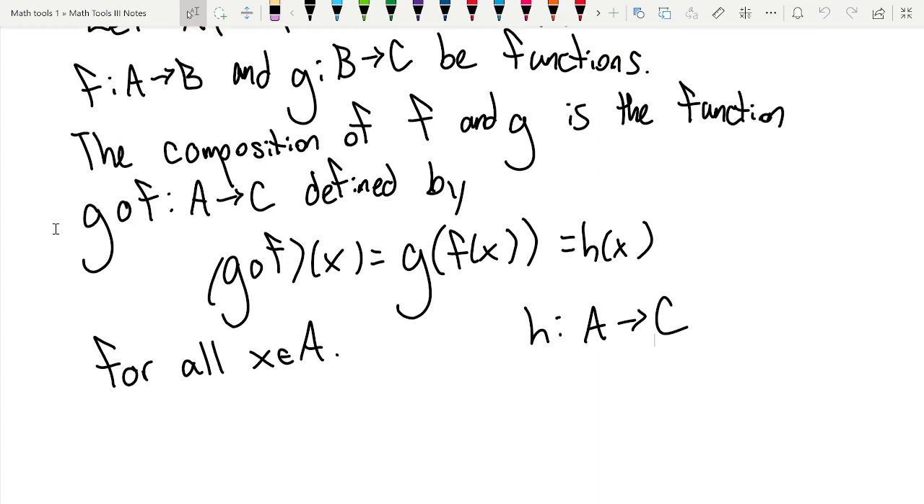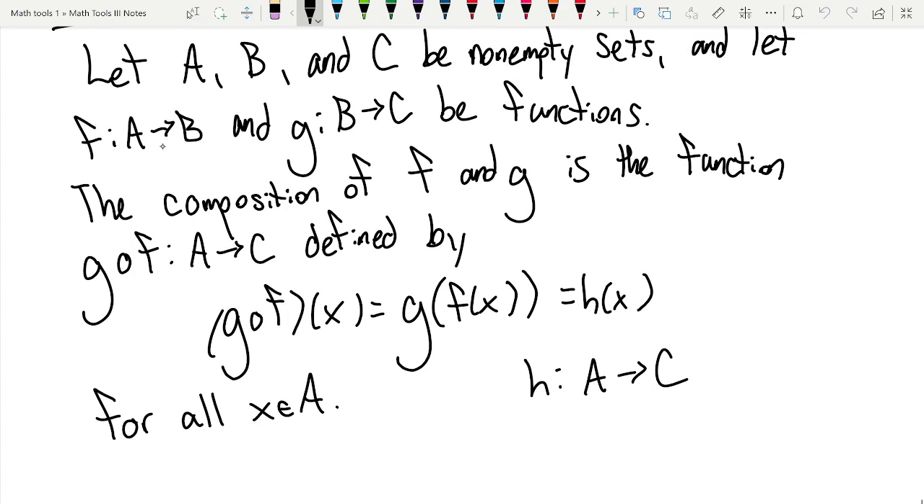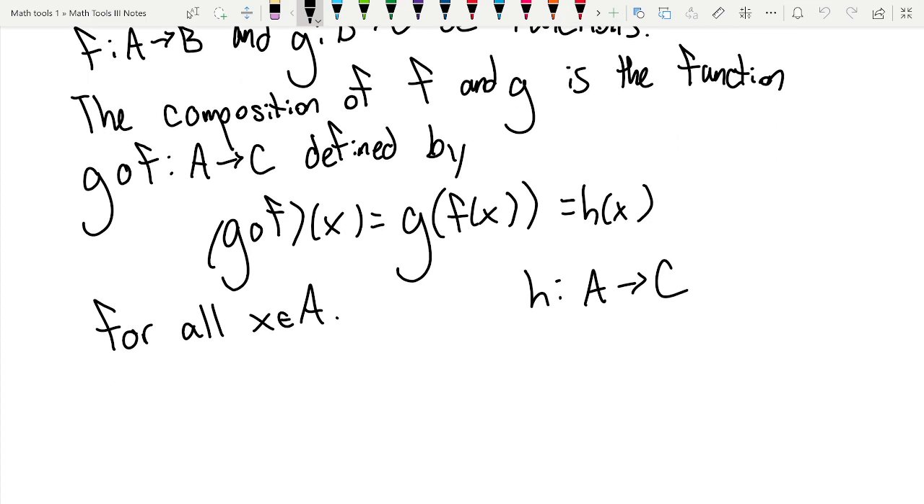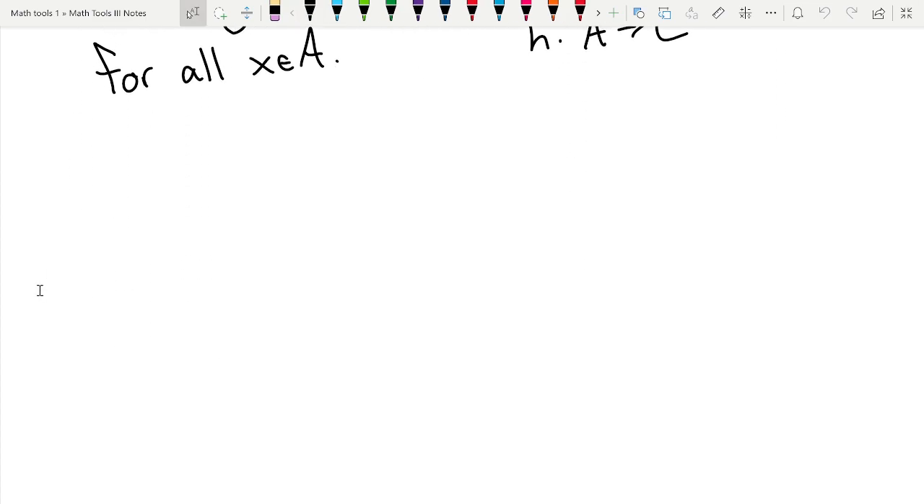So you can show some nice results with this definition. For example, you can use this to show that if F is an injection and G is an injection, then H would also be an injection. And if F is a surjection and G is a surjection, then H is also a surjection. And from those two, it follows that if F and G are bijections, then H is also going to be a bijection. Okay, so that's a nice little theorem you can prove with that. Maybe I'll put it on the homework as a problem because it's a nice proof to practice with. But for now, we're going to turn our attention to inverse functions.